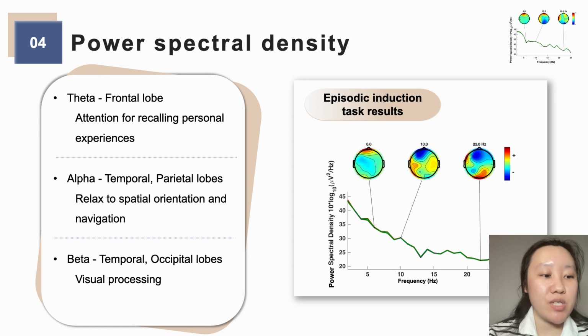As for the beta wave result, it's still a little bit different from the semantic memory result. In the episodic memory process, when the beta wave is active, the temporal and occipital lobes will be active. The occipital lobe is especially related to visual processing, and this means during the episodic memory process, some visual processing cognition functions will work. This is something that semantic memory will not do.